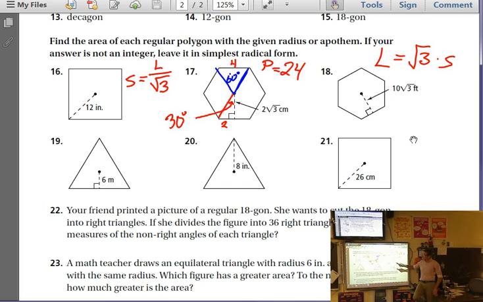Once I now know my apothem and my perimeter, multiply together, divide by 2, you have your area. Same practice for essentially all of these. Here, be careful, that's a radius, not the apothem. So if you drew your triangle down here, this would be the 8. And your apothem, we don't know it yet.